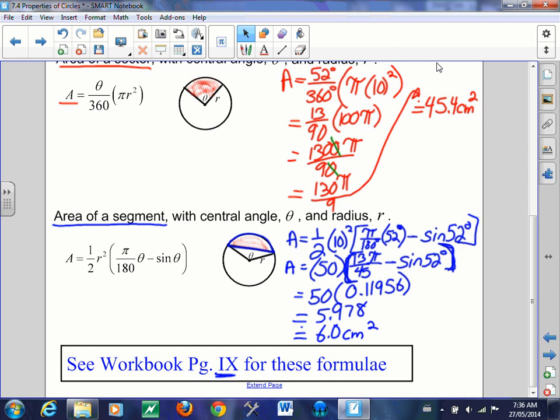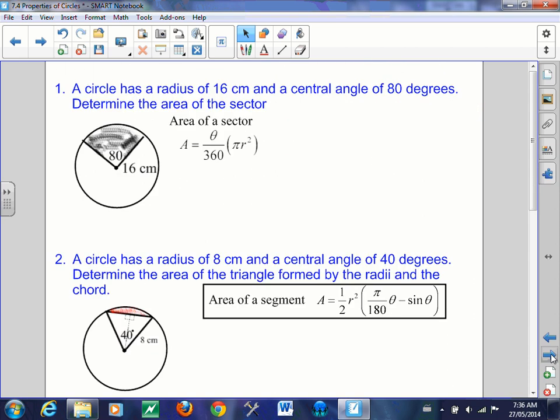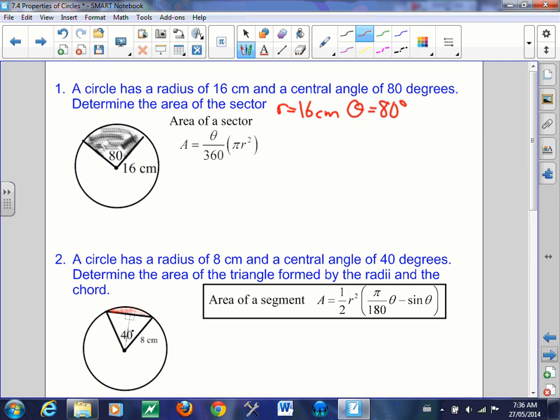All right. Let's have you try one, ladies and gentlemen. So let's try one of these on your own. See if you can do this. Okay, so number 1, the area of a circle has a radius of 16 centimeters. So r equals 16 centimeters, and a central angle, which is theta, equals 80 degrees. Determine the area of the sector. Okay, so I would like you to pause the video right now, put it on pause, and do this yourself.